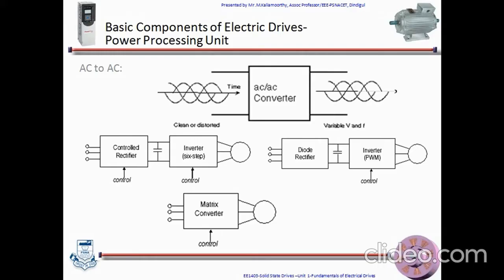used in order to convert directly the fixed AC supply into a variable voltage, variable frequency supply at the output side of an inverter. So here there are three methods: by using a controlled rectifier and a 6-step inverter, by using a diode rectifier and a PWM inverter, and the matrix converter. The matrix converter is a direct conversion of fixed AC supply into a variable voltage, variable frequency supply.